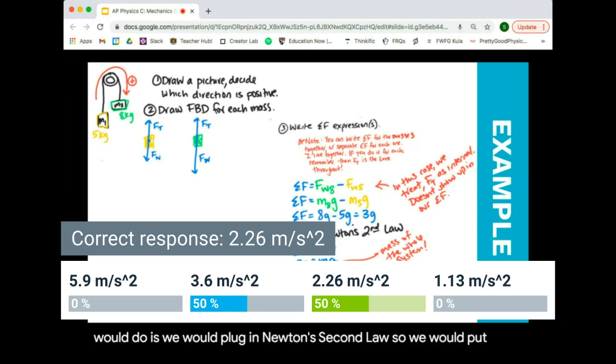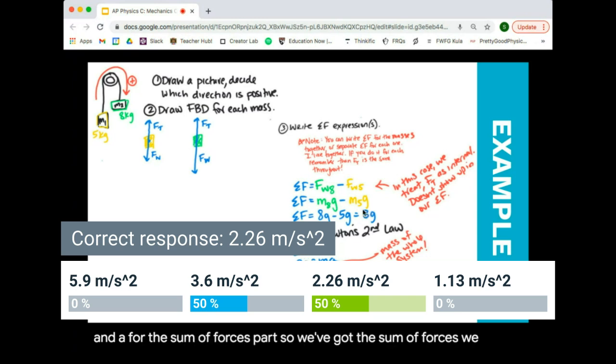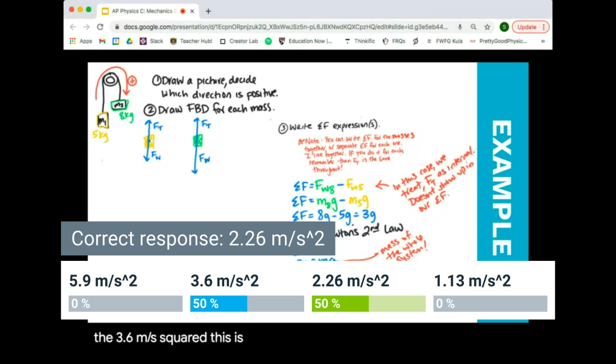So we would put in MA for the sum of forces part. We've got the sum of forces equal to 3g up here, and we're going to have it equal to MA. We get that far, and then this M, this is where it's tricky. And likely for those of you that put the 3.6 meters per second squared, this is where you messed up.